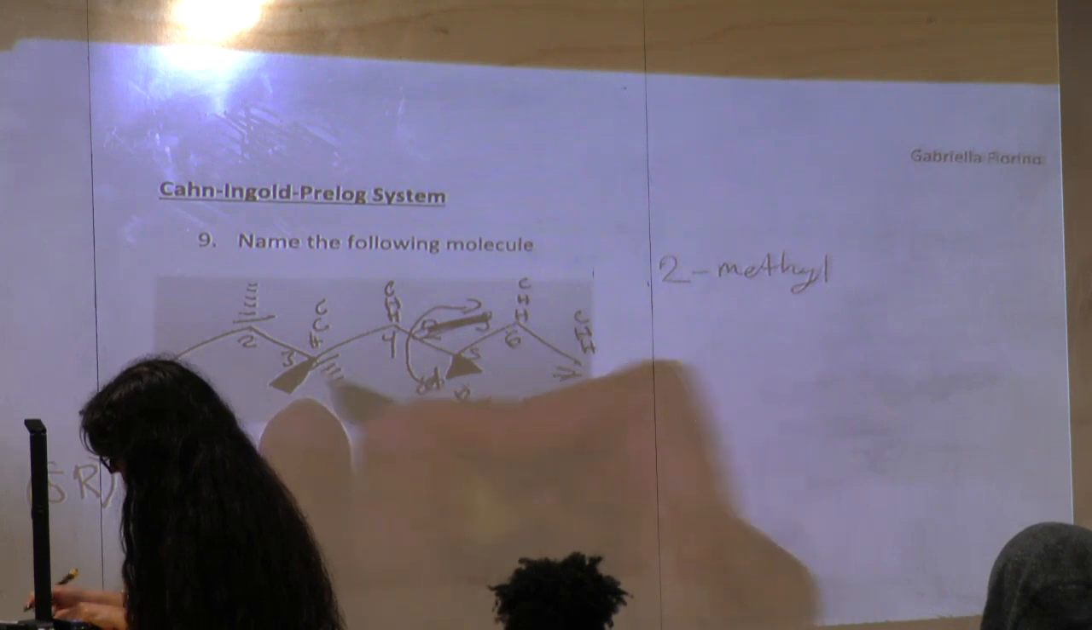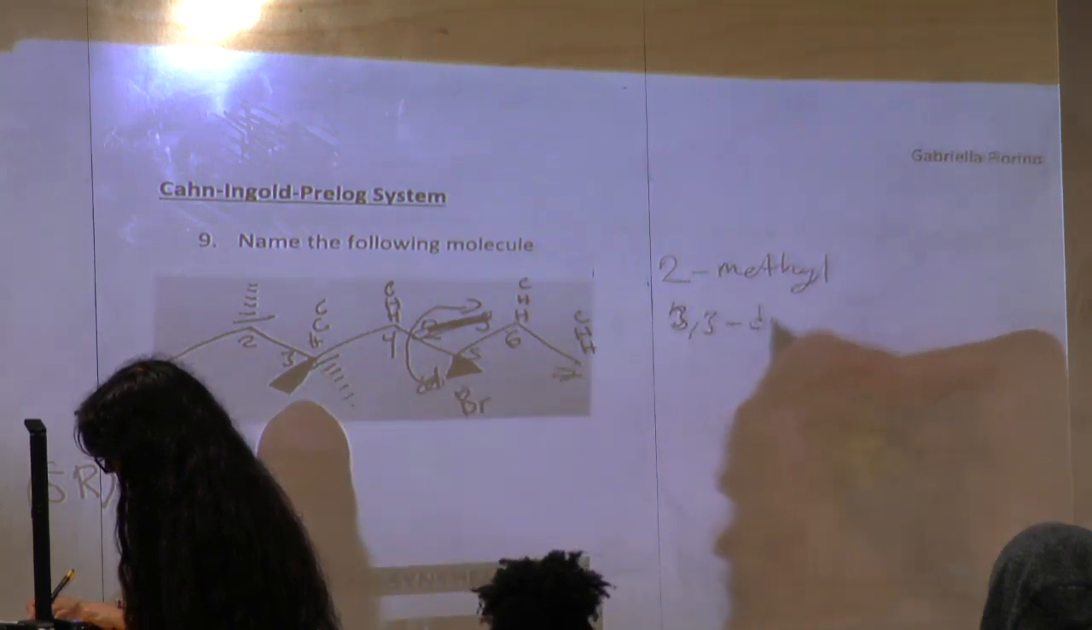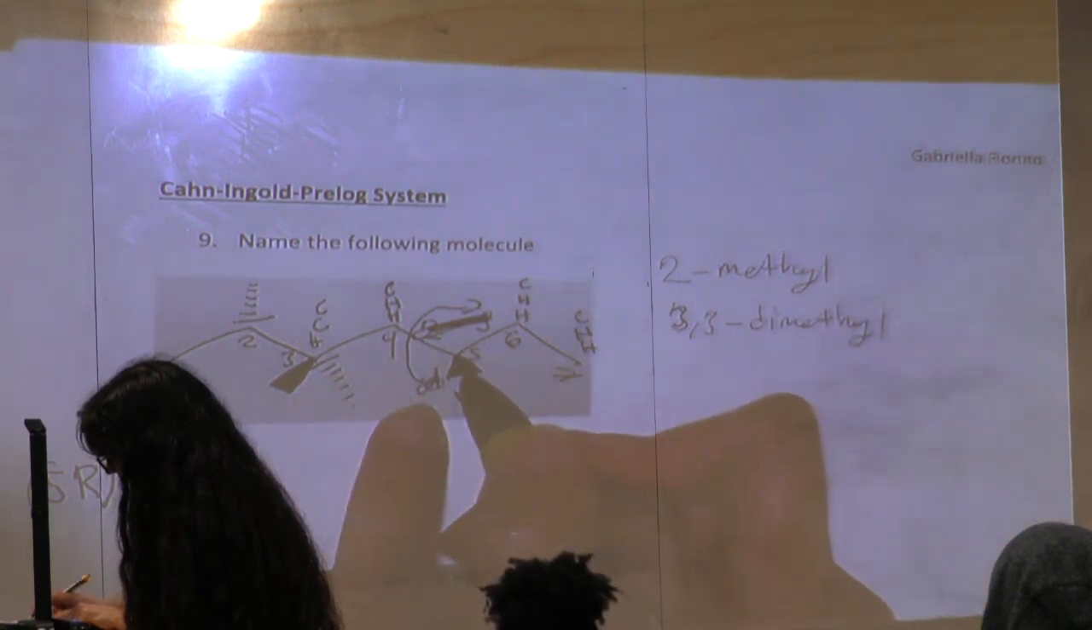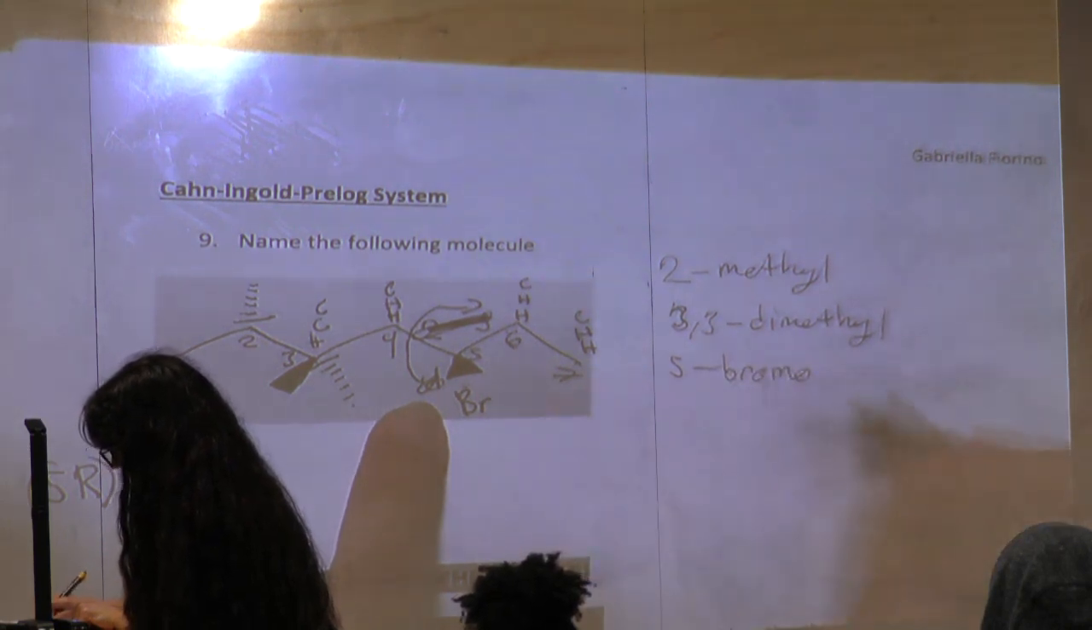On carbon 3, we have 2 methyls, so I'll write 3,3-dimethyl. Carbon 4, we have nothing. Carbon 5, we have a bromine, which we'll call bromo.